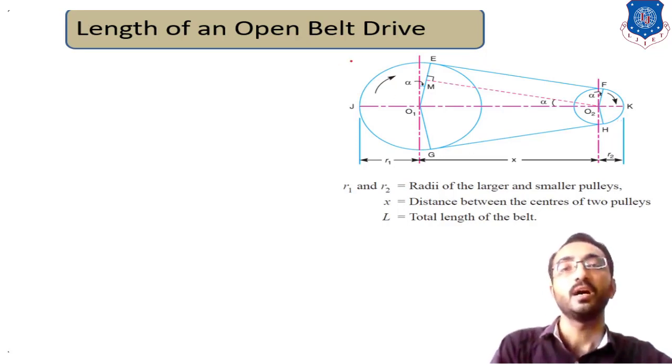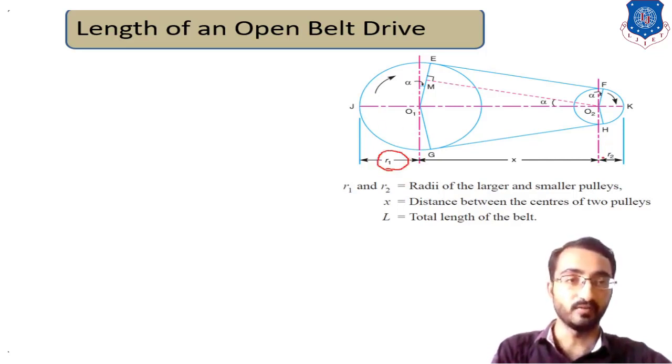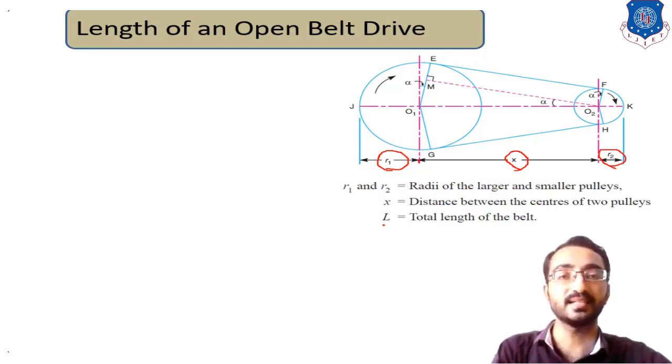Over here, first we have to consider that the radius of your driving pulley is R1 and the radius of your smaller, driven pulley is R2. Then the third quantity, the horizontal distance between the two shafts, is measured with the symbol X. Now we want to calculate how much length is required to completely connect these two pulleys, that is the total length of your belt.